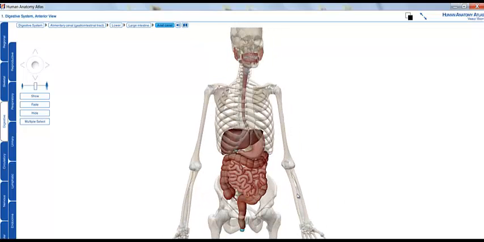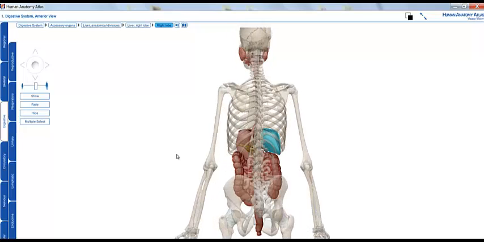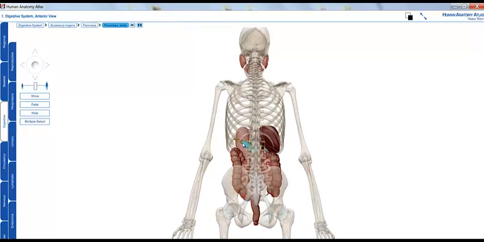So just to go over the different breakdown again, we have the alimentary canal, including the mouth, the esophagus, the stomach, the small intestine, the large intestine, and the rectum. The accessory organs are going to be the teeth, the salivary glands, the liver, the pancreas, and also the gallbladder, which is part of storage for the liver.